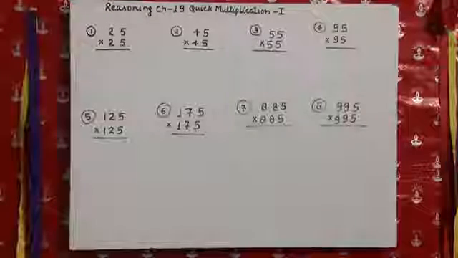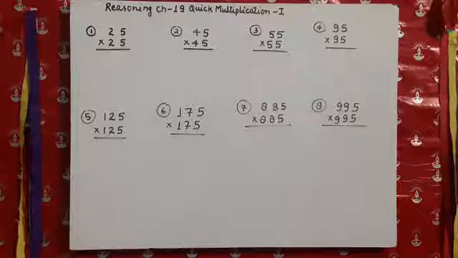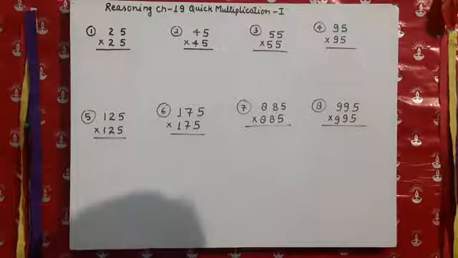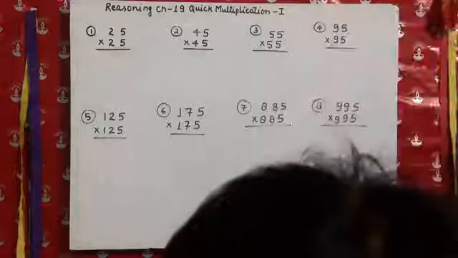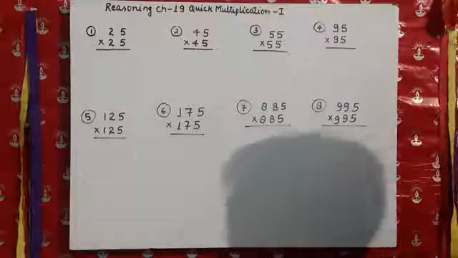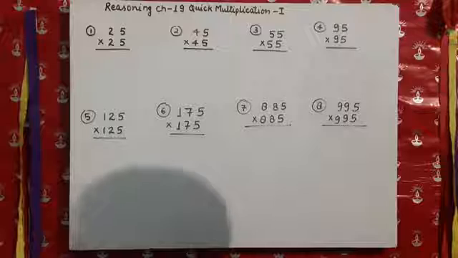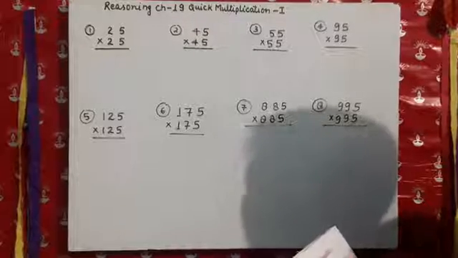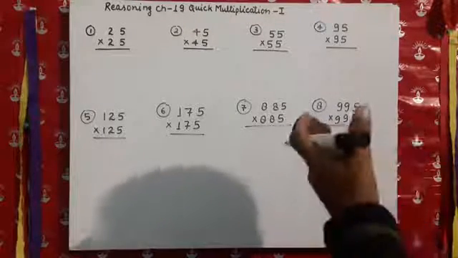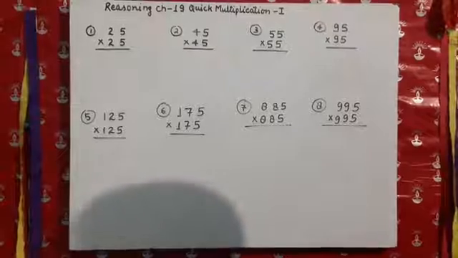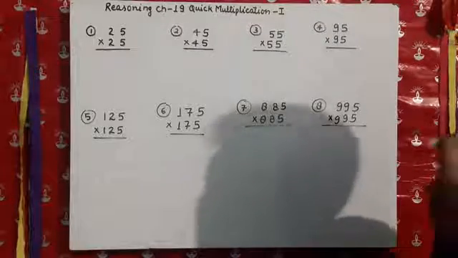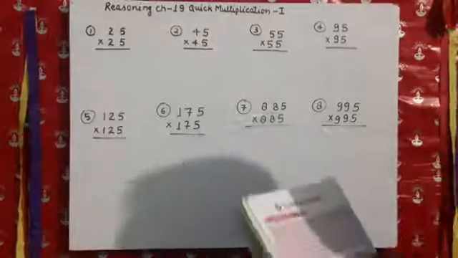Hi students, today I am going to the reasoning chapter number 19, quick multiplication. In this chapter we are going to learn how quickly we can multiply. The basic pattern is that the numbers in this chapter end with 5. Here quite a simple method is given.